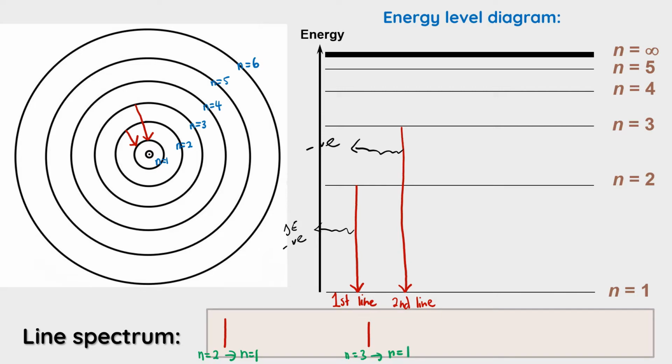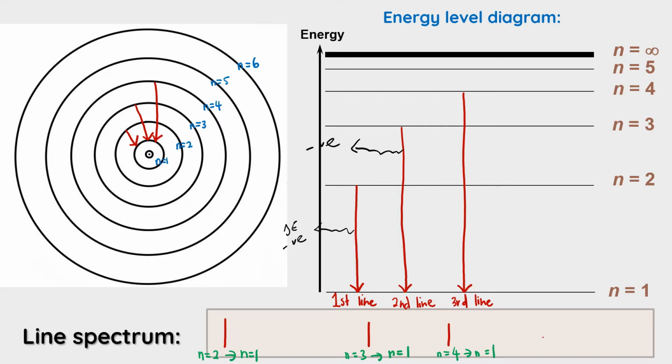And later, we can have the electron from n=4 falling back to n=1. In the energy level diagram, you have to draw this arrow showing that the electron falls from n=4 to n=1, and this is the third line. The third line will release a certain amount of energy, and it will appear as the third line in the line spectrum as well. So this third line refers to the electronic transition from n=4 to n=1, and so on.